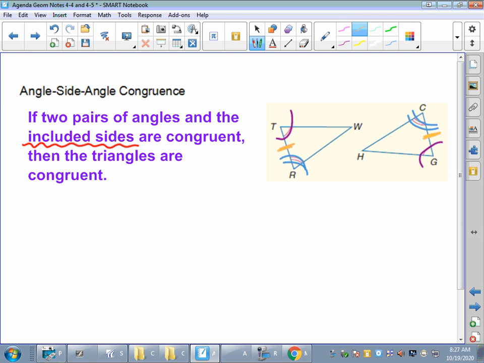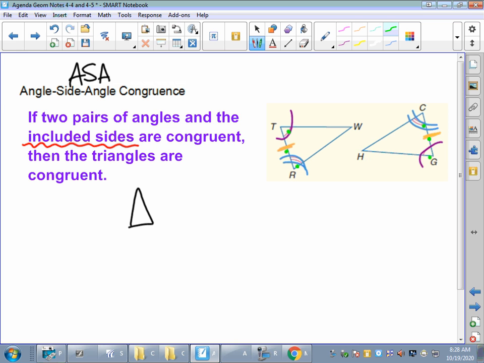So these two triangles are congruent because of angle, side, angle. Notice how if you read it, it looks like an angle, a side, and an angle. So it goes right in order exactly how we said it. ASA, angle, side, angle.